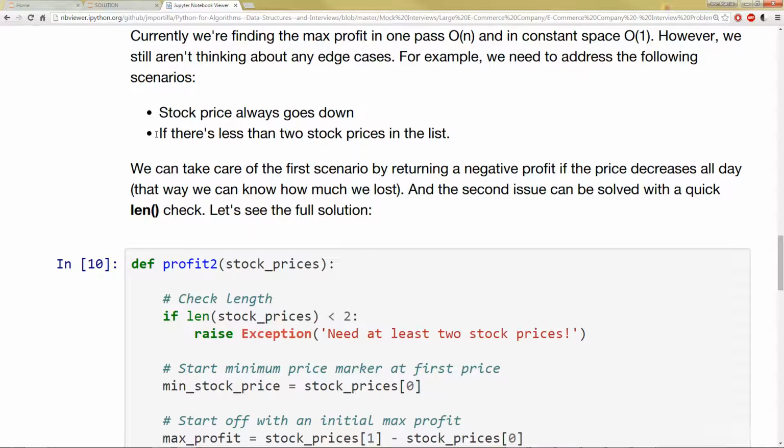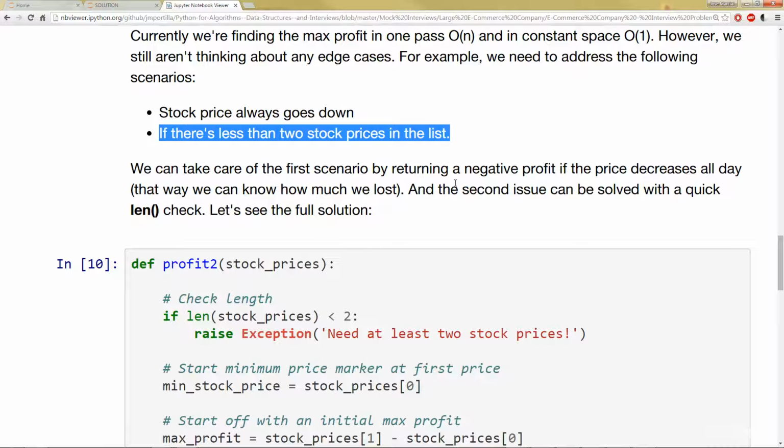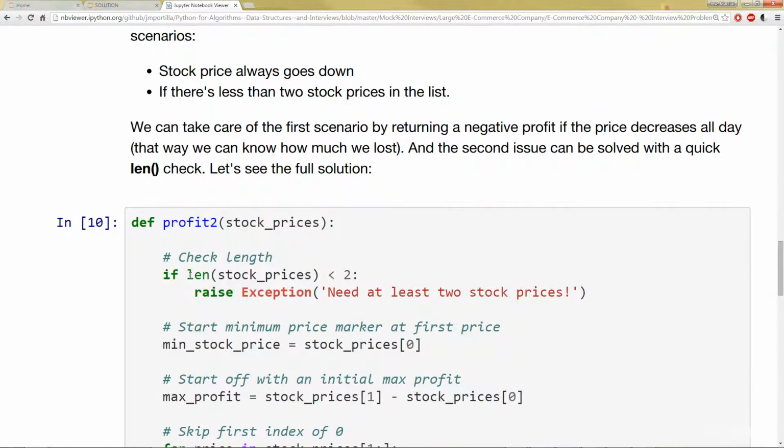So if there's less than 2 stock prices in the list, that's really easy to check. We just use the length function, len. So we check length right off the bat. We say if length of stock prices is less than 2, we raise some sort of error: need at least 2 stock prices for that day. The first one, the stock price always goes down, is a little trickier, but we can take care of that by returning a negative profit if the price decreases all day. That way we can know at least how much we lost.